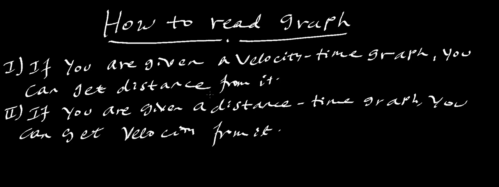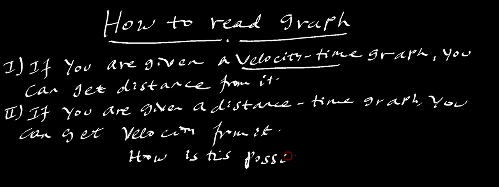So from a graph you can read or get additional quantity. That means, one, if you are given a velocity time graph here, you can get distance from it. Two, if you are given a distance time graph, you can get velocity from it. Now, how is this possible?